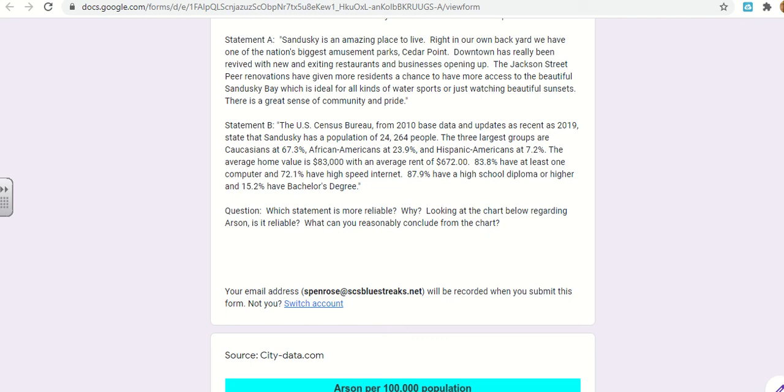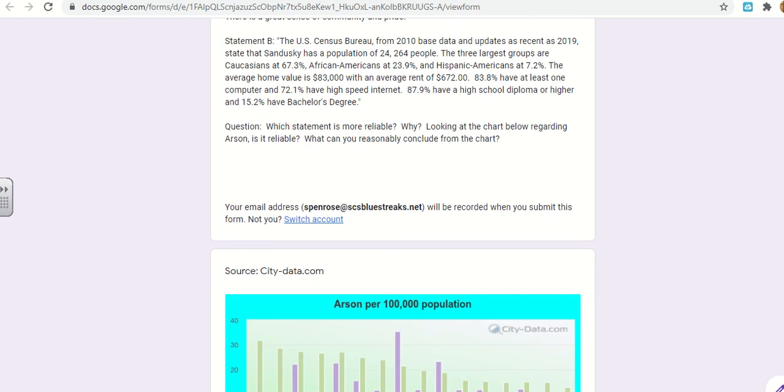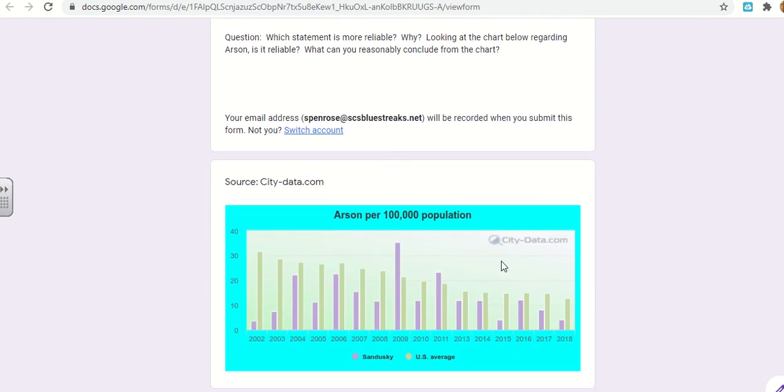83.8% have at least one computer, 72.1% have high-speed internet, 87.9% have a high school diploma or higher, and 15.2% have a bachelor's degree. Now, A is a lot more fun to read, but the question is, which is more reliable and why? And looking then at the chart below, so the second part of the question, they're looking at this chart about arson. And what it says is the number in purple is how many arson cases are in Sandusky, and the number in gray is how many U.S. cases there are. So what you can see is other than 2009 and 2011, arson was much higher among the national average than it was in Sandusky, much higher than it was in Sandusky.